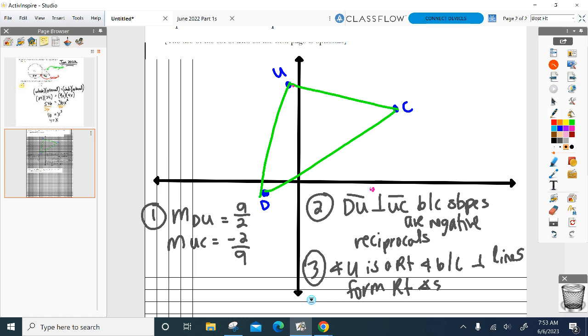All right. So how am I going to be able to reflect that? I'm going to use slopes again. I can either go from U to C and match it, or I can go from U to D and match it. I'm going to go U to D and match it.